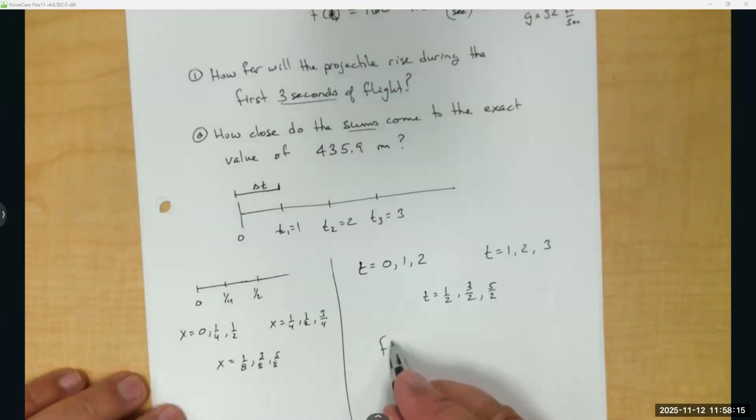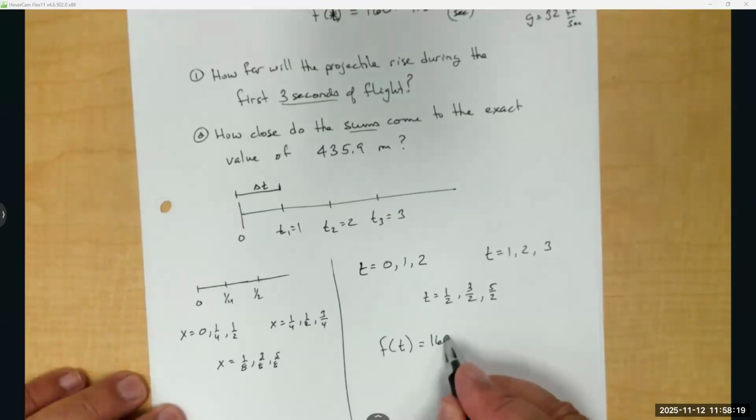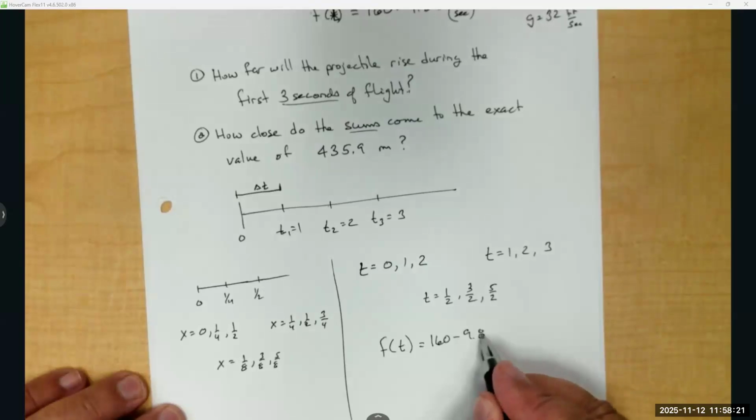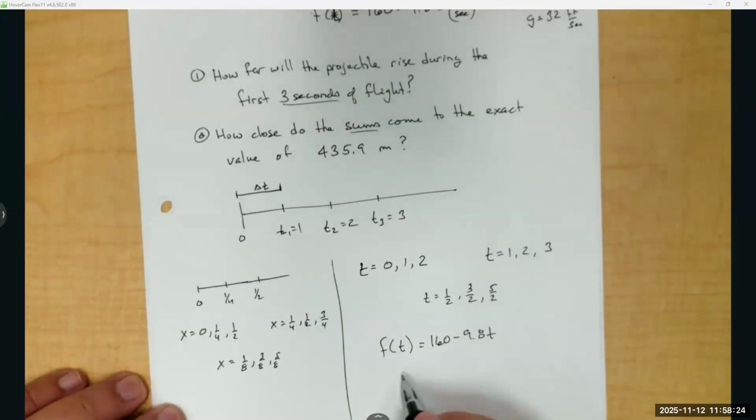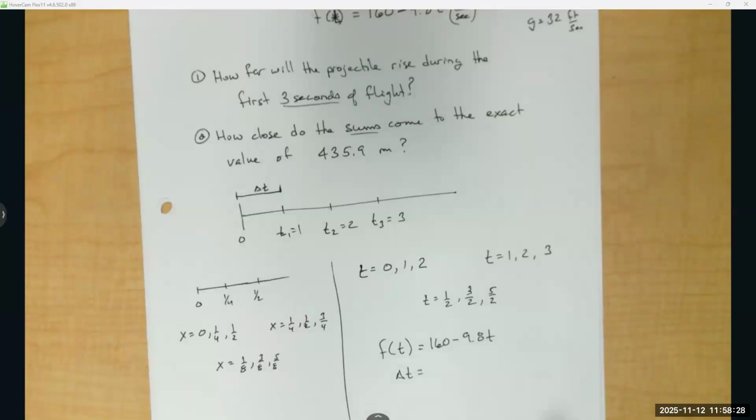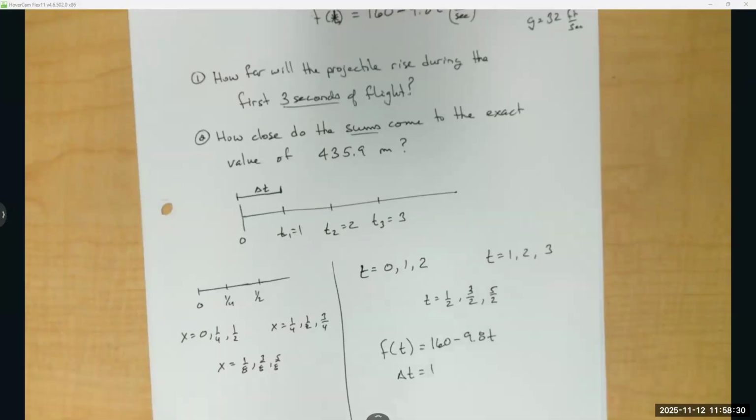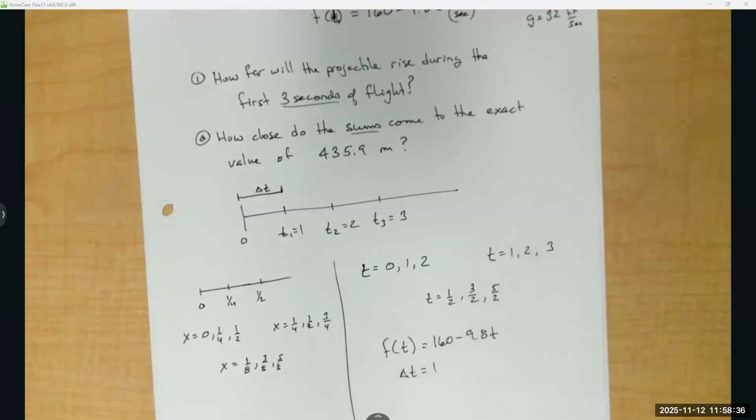And the formula we're going to be using is 160 minus 9.8 t, and the delta t is going to be 1, because the distance between any of these is 1 second, as you said earlier.